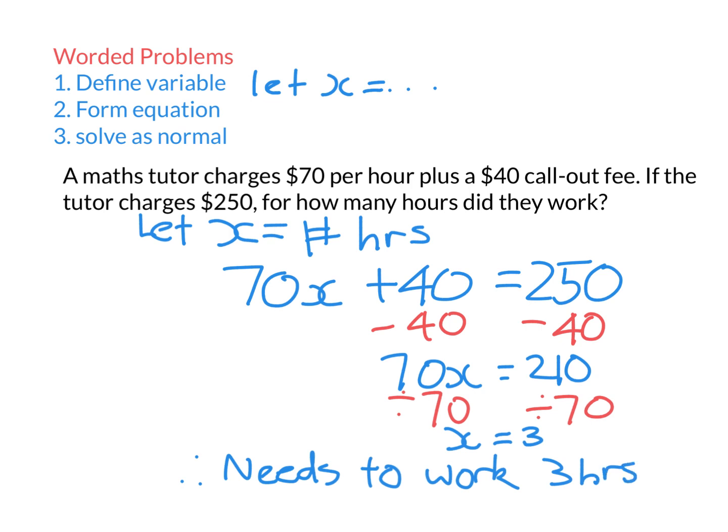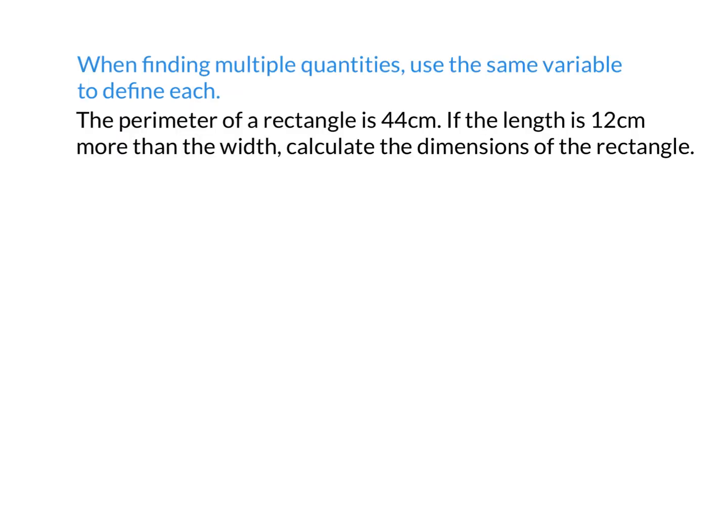Let's now look at a harder worded problem. The perimeter of a rectangle is 44 centimeters, and the length is 12 centimeters more than the width. Calculate the dimensions of the rectangle. So in this case, we are trying to find 2 things. We need to find the length and the width. When you have to find multiple quantities, you need to use the same variable to define each. What does that mean? So step 1, define the variable.